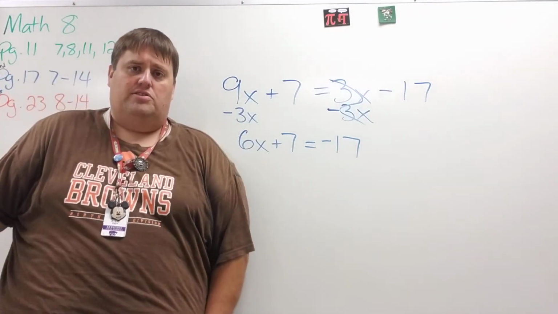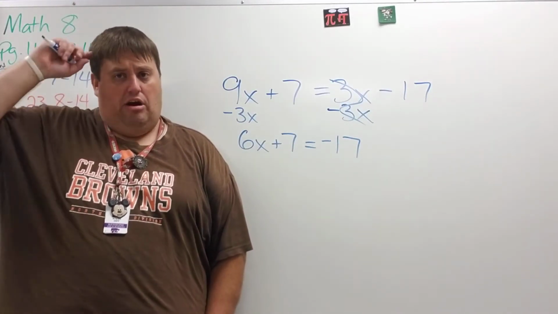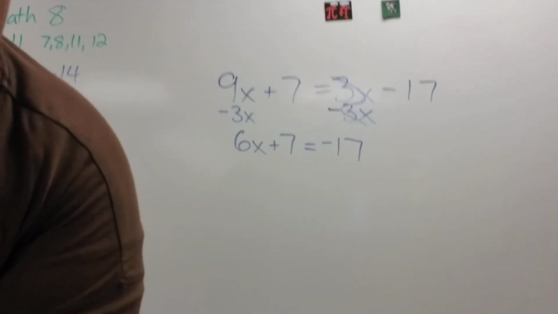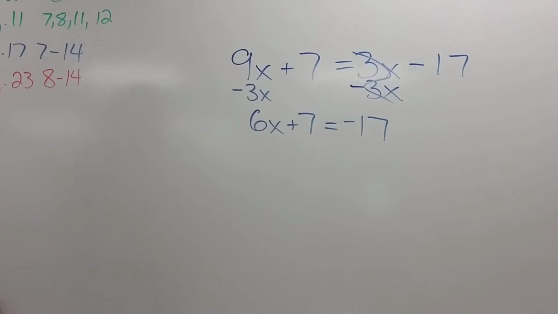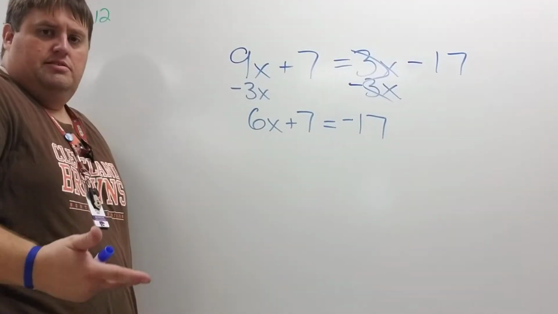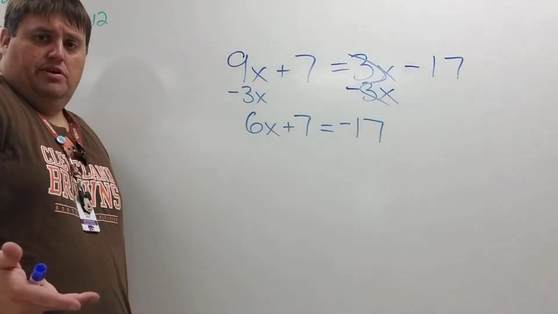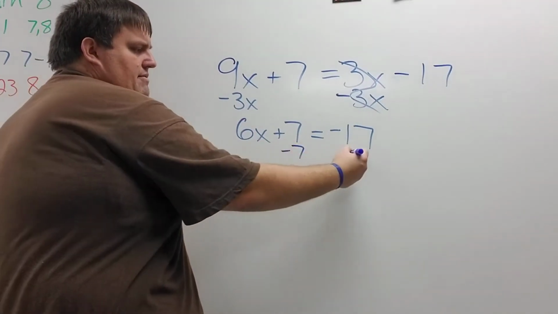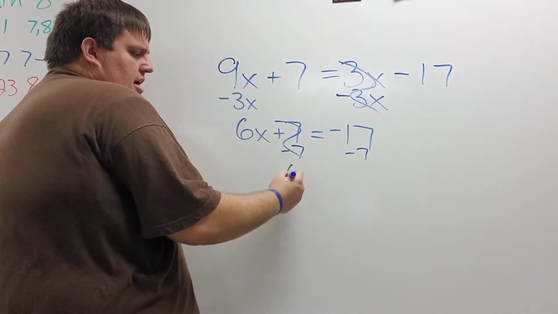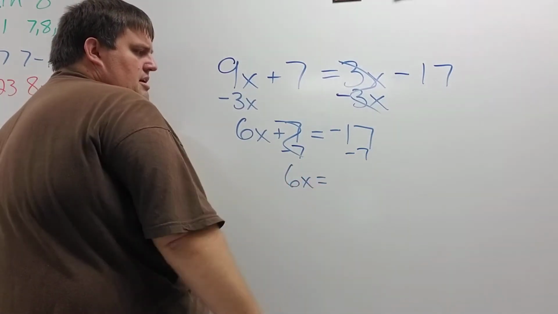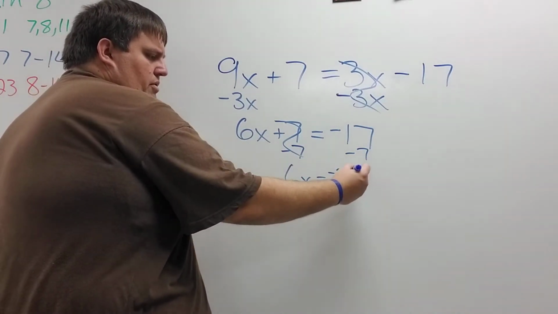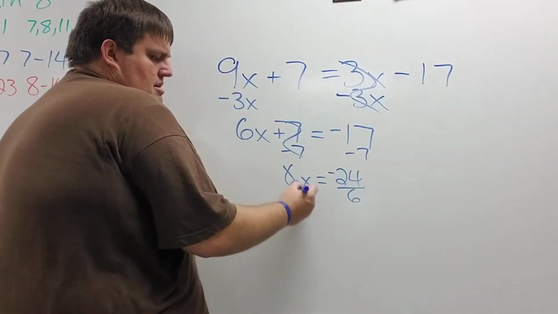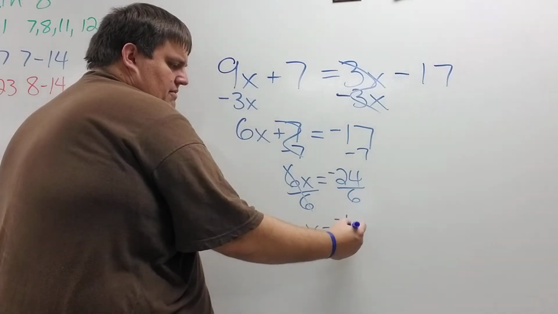So what's nice is you see that after we get rid of one of those variables on a side, we are just left with a two-step equation, which is easy. We have been solving those for a long time, right? So from here, here's x. I want to get rid of 7, so we're going to minus 7 from both sides. That gives me 6x equals negative 24. And then divide by 6. And find out that x is negative 4.